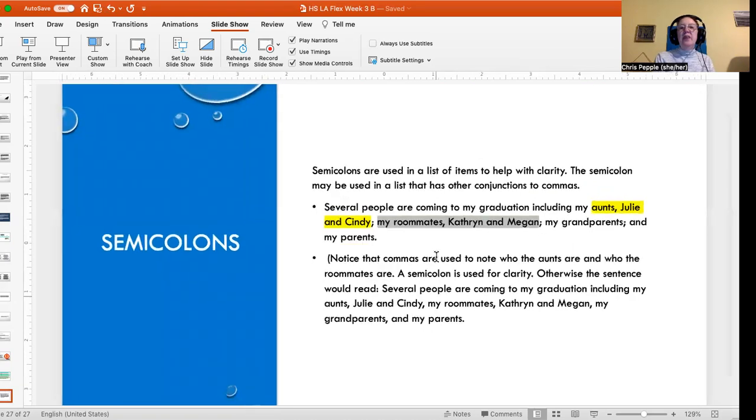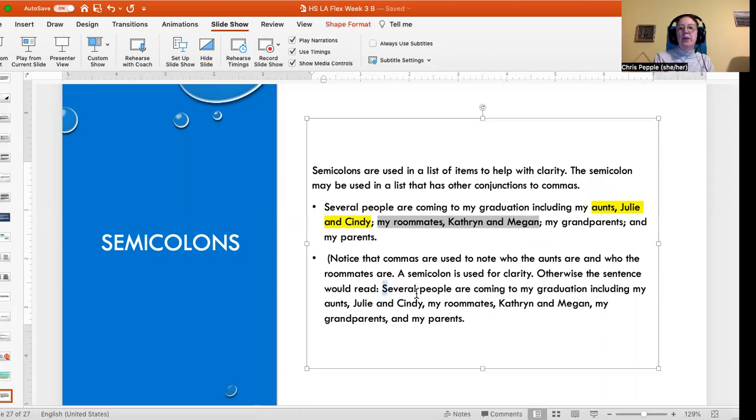Semicolons are also used in a list of items to help with clarity. The semicolon can be used in a list that has other items connected with commas, and it would be confusing if you put another comma. For example, look at this. Several people are coming to my graduation, including my aunts, Julie and Cindy; my roommates, Catherine and Megan; my grandparents; and my parents. This is letting us know we're grouping what's in gray and yellow together. And so my aunts, Julie and Cindy, you need a semicolon, because notice what it'll look like without it. Look at this example down here.